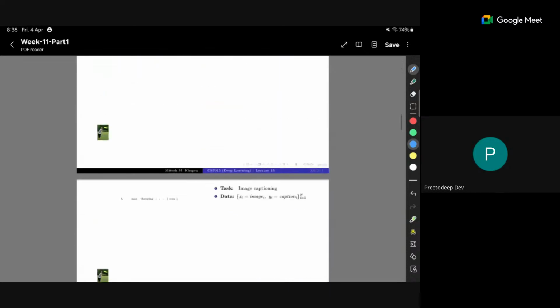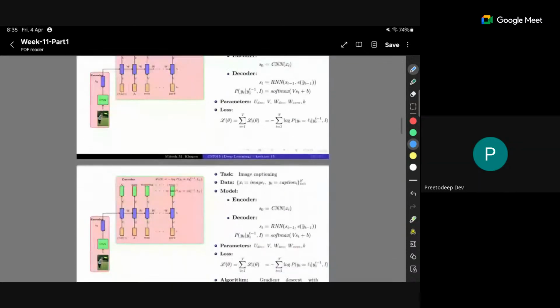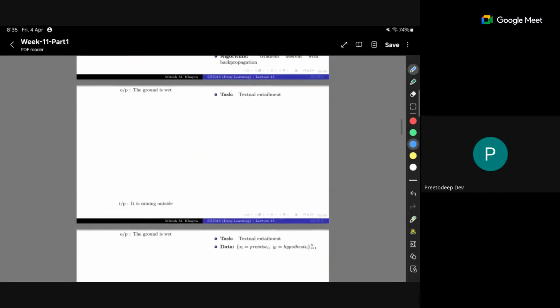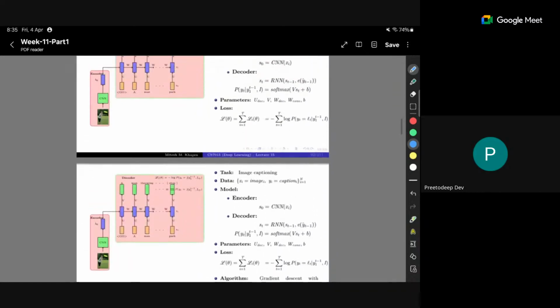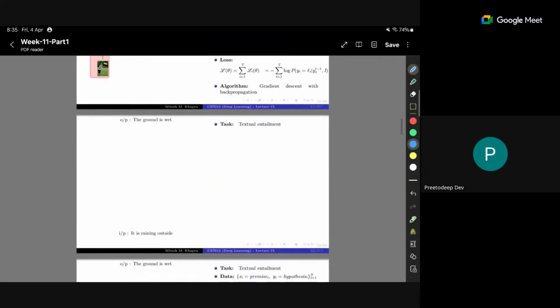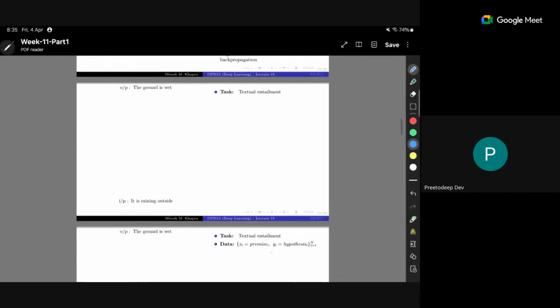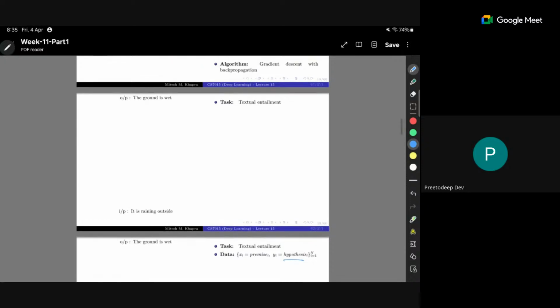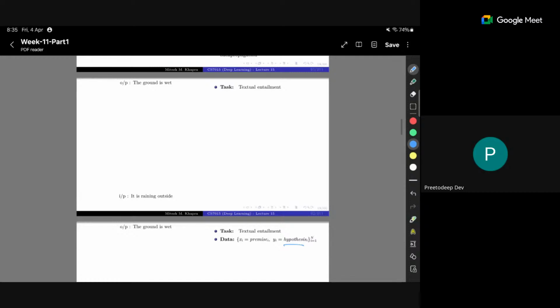For example, the next is, let's say, image captioning. Now another is, let's say, textual entailment. So given a premise, you have to produce some hypothesis, right? So for example, the premise is it is raining outside. So based on that, it is predicting that okay, the ground is going to be wet, right? So this is what textual entailment is. So some context you give, and it will think in that direction.